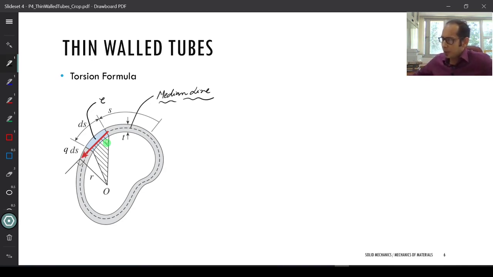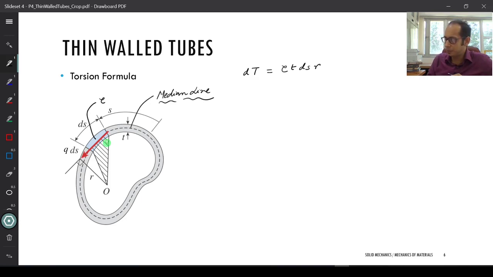In that particular case, my dT, or this incremental torque, due to the shear in this small element of length ds and thickness t, is going to be tau times, so first I have to find the force, then I have to multiply with the distance. The force is going to be tau times the thickness t times the length ds, times the distance, the perpendicular distance, that is r.